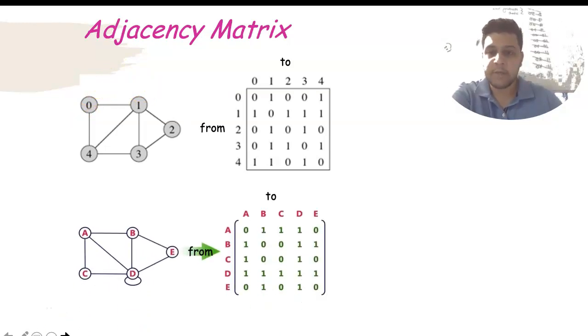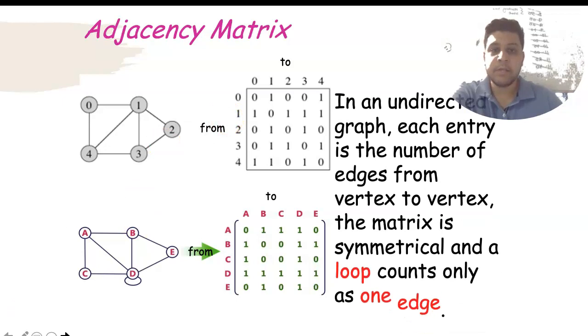Now if we look at this one here as an example, the difference is that our vertices are labeled slightly differently. Here we have a loop. If we look at our D vertex, D can get to D once via its own pathway, which is what we call the loop. Fairly easy. In an undirected graph, each entry is the number of edges from vertex to vertex. The matrix is symmetrical, and a loop counts only as one edge. We're not counting the loop going that way and back the other way. It only counts as 1.